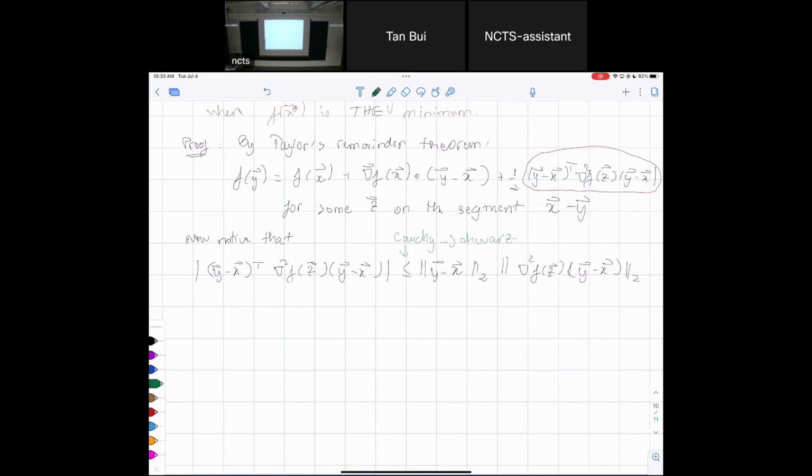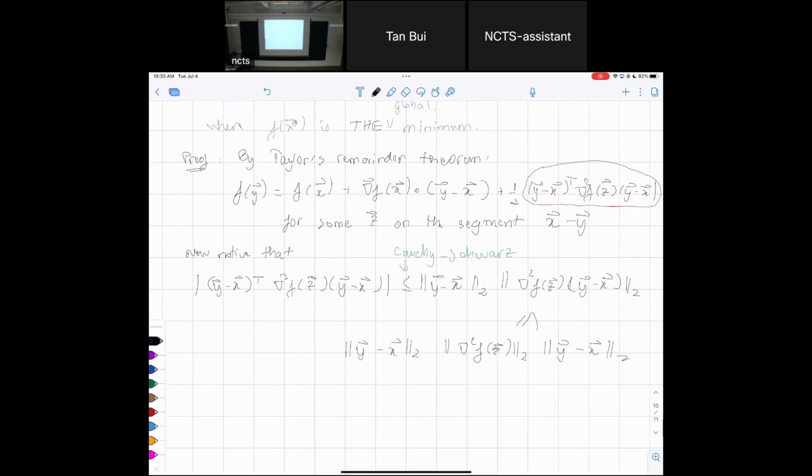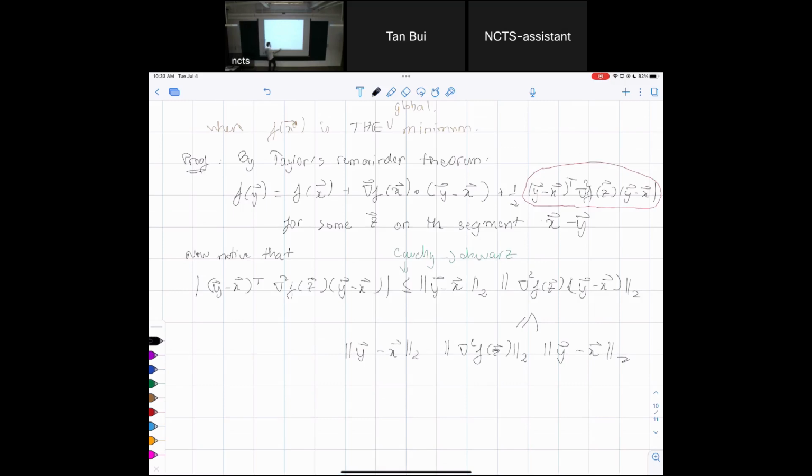Okay, and then this in turn is less than or equal to, I rewrite the first term: y minus x, the L2 norm, and this is the Hessian of f at z, L2 norm, and then y minus x. What did I just use in order to get from here to here? So I keep this term. Everybody see that? I keep this term. But this is less than this. What did I just use?